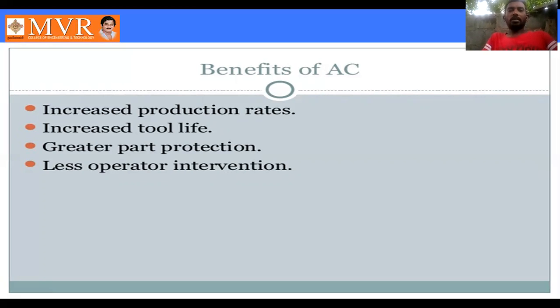Next topic is DNC. So DNC and AC. DNC means direct control systems, and AC means adaptive control systems. So these are the overall topics in the unit. That is our total unit completed.